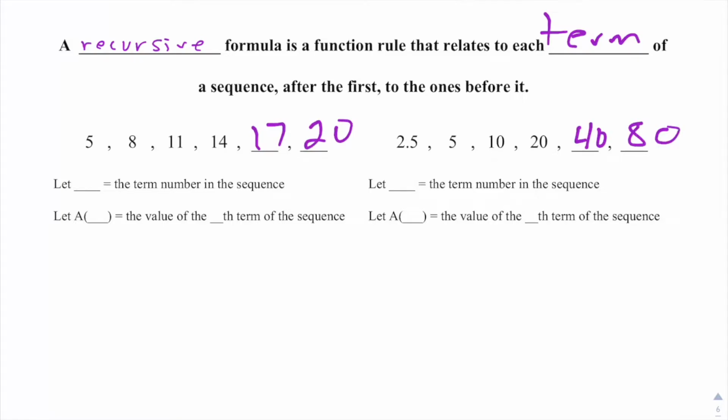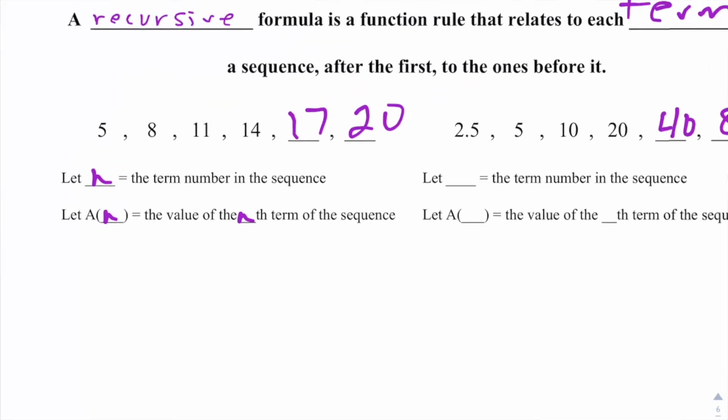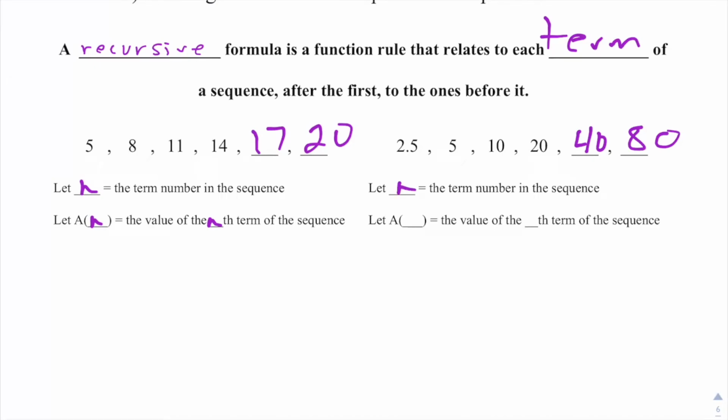So when you want to write a rule in sequence notation, the first couple things you want to do is let n equal the number in the sequence, or the term in the sequence, and then let a of n equal the value of the nth term of that sequence. And that's true for both of these, so you can just fill these both out simultaneously. So what does all that mean?